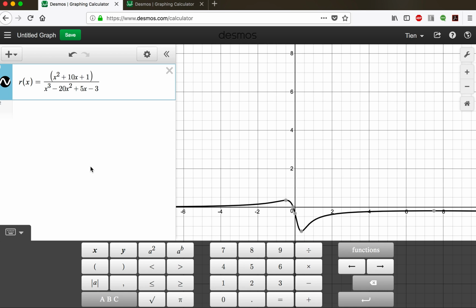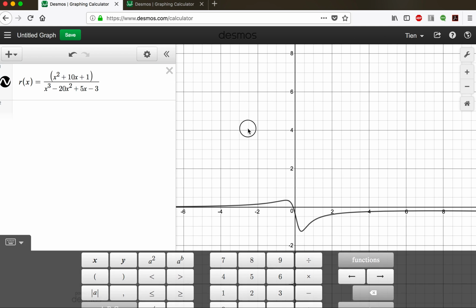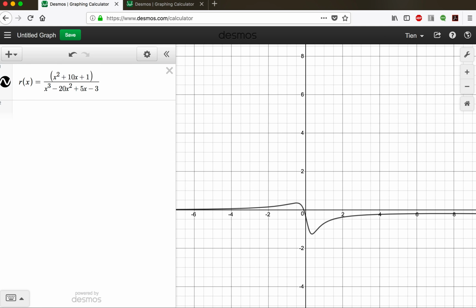But we're going to break it down, similarly to the way we broke polynomials down in terms of long-term and short-term behavior. So long-term behavior is what happens as x gets closer to positive or negative infinity. Now, what we learned about polynomials was that the long-term behavior is totally determined by the leading terms. So x squared plus 10x plus 1, for example, is totally defined by x squared. And x cubed minus 20x squared plus 5x minus 3, its long-term behavior is totally defined by x cubed.